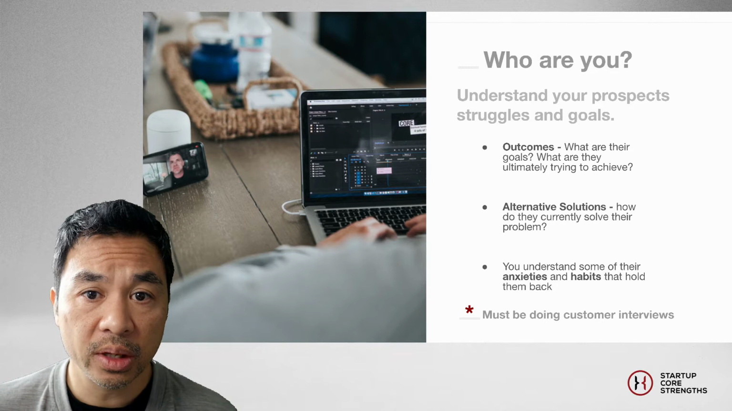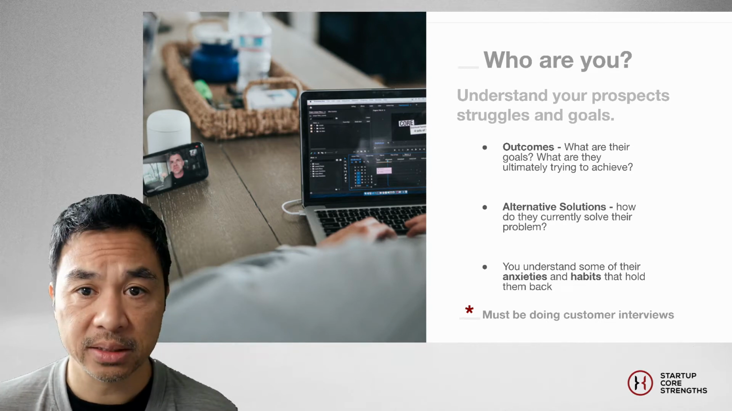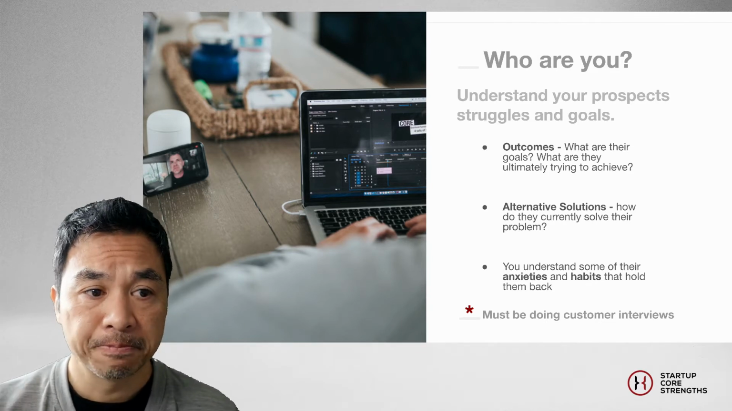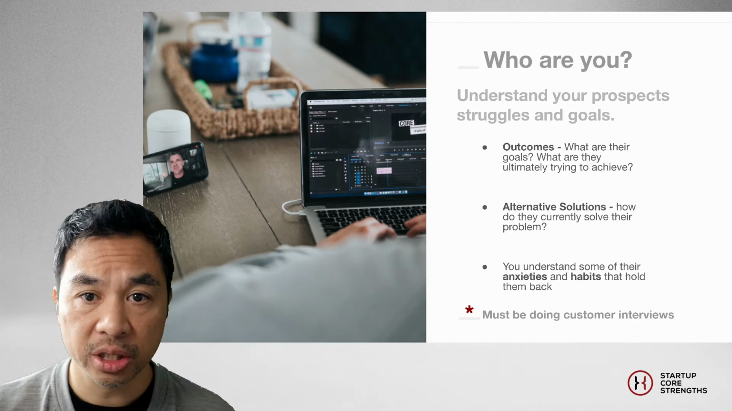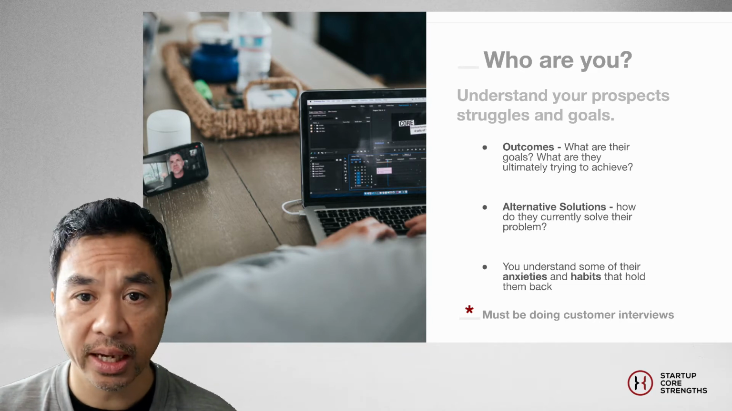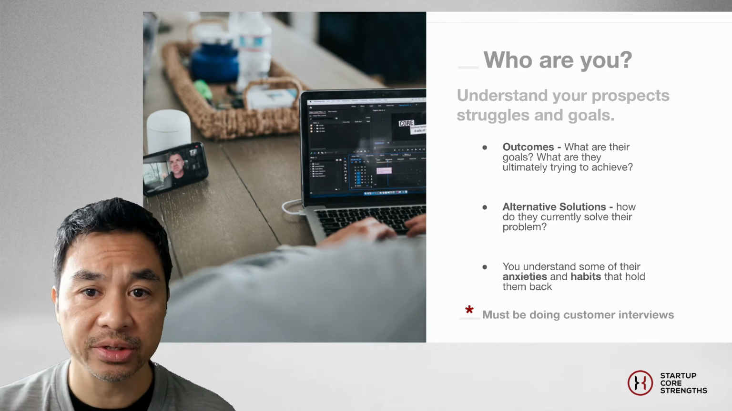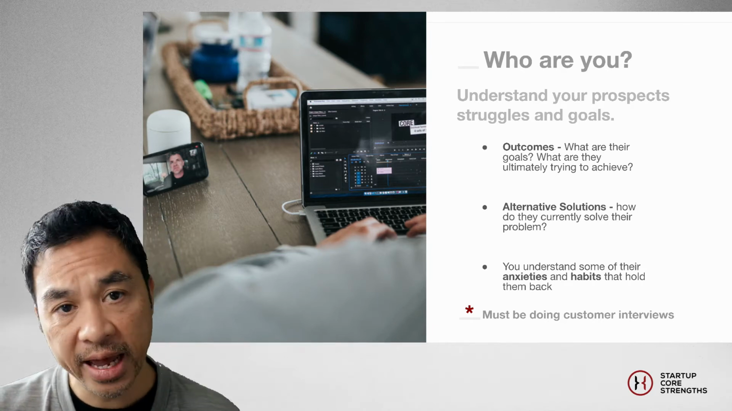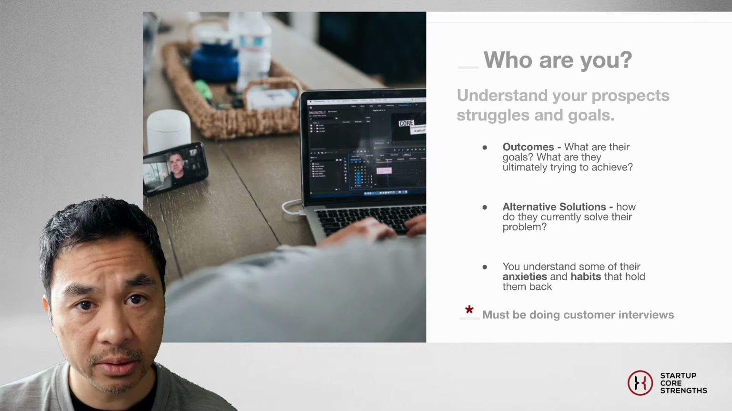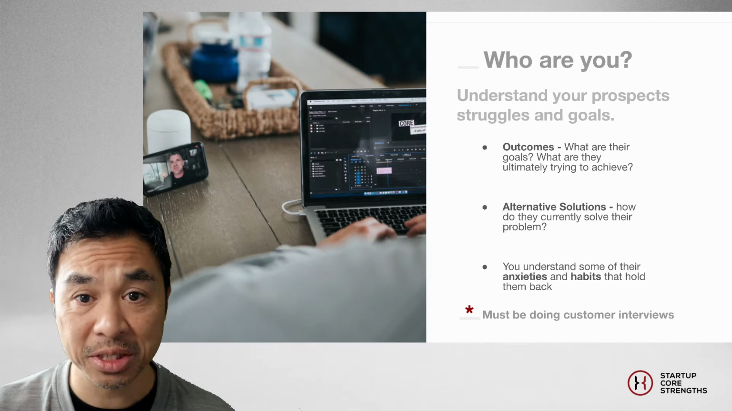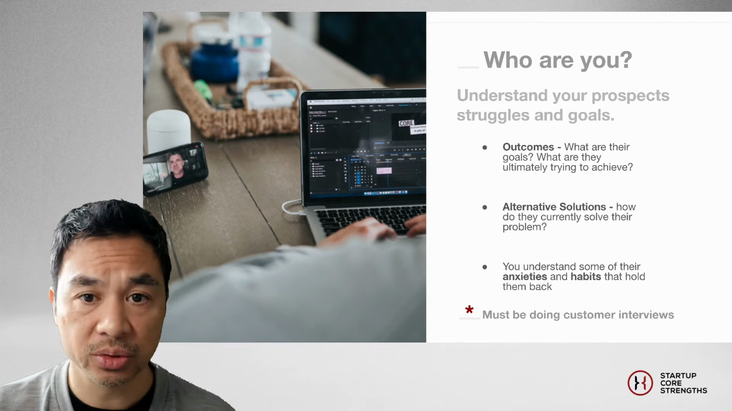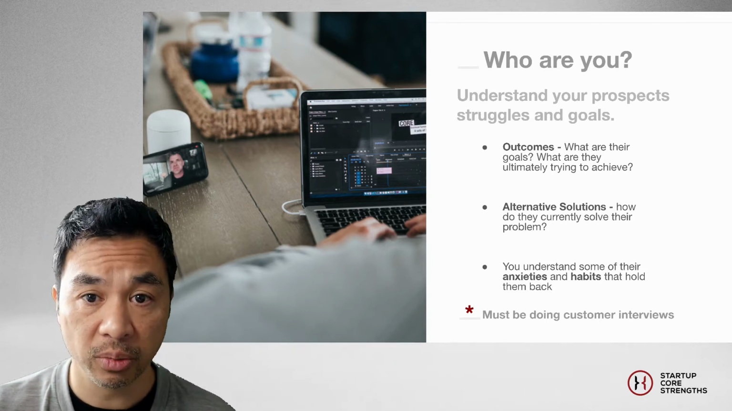And finally, we want to understand our prospects' anxieties and inertia. So there are these forces that are pushing and pulling against a person when they're looking at your landing page or your website. And we really need to understand what anxieties they have about your particular product, or maybe even anxieties about your product space, your product category. What's keeping them from making a decision? What's keeping them from trying your product?